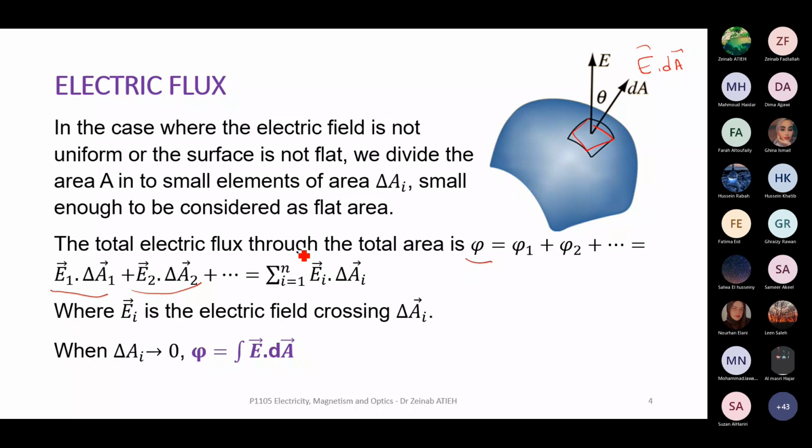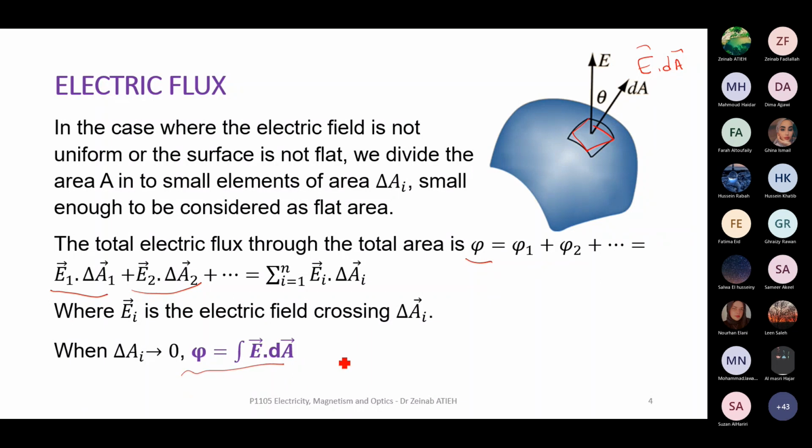so that I can add all the electric fluxes crossing the small elements of area delta A_i. Usually we don't consider delta A. We consider something to make it really work: the infinitesimal form of the area. So instead of delta A, we take it as dA, and the summation will turn out to be an integral.